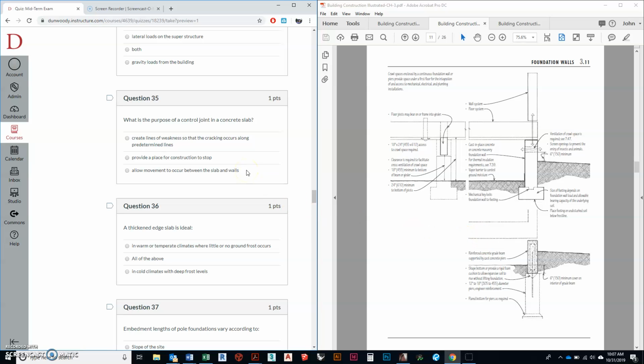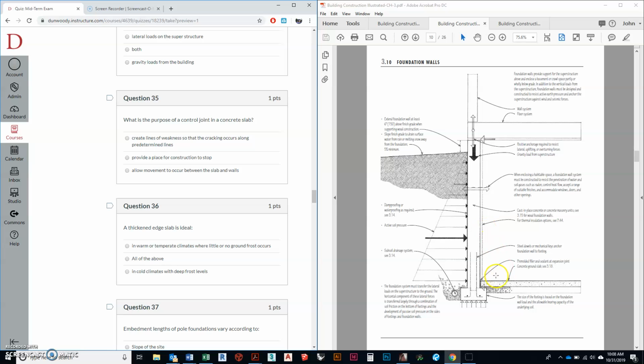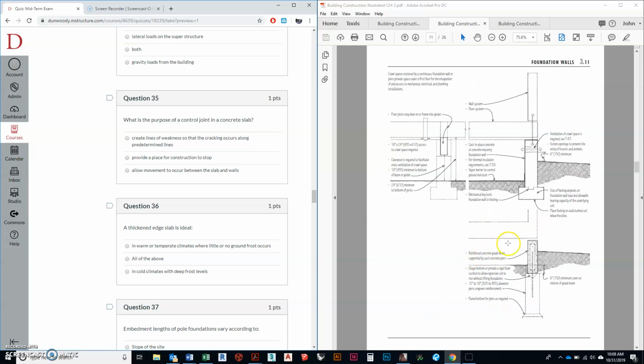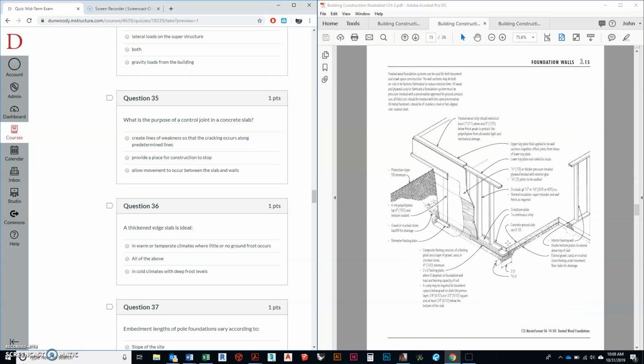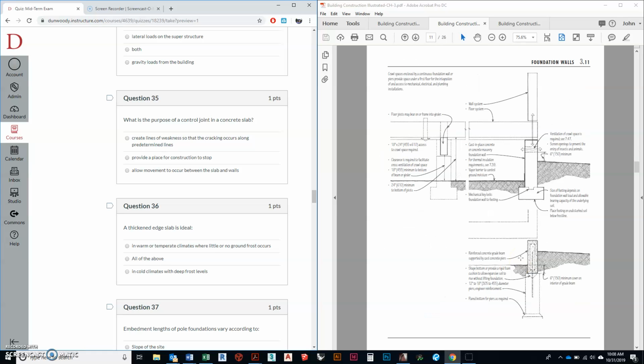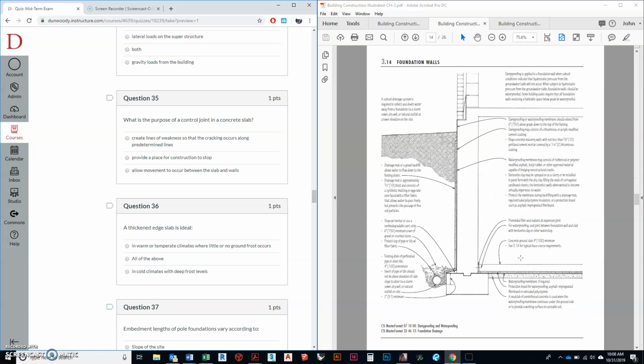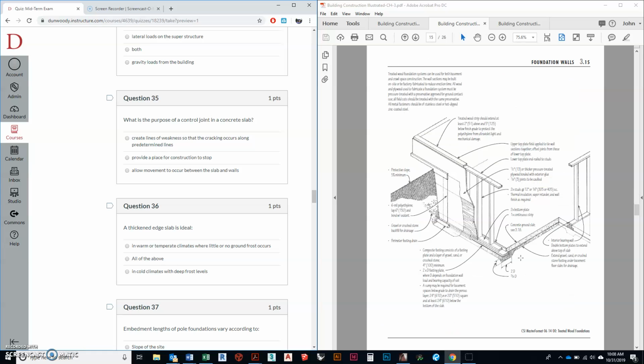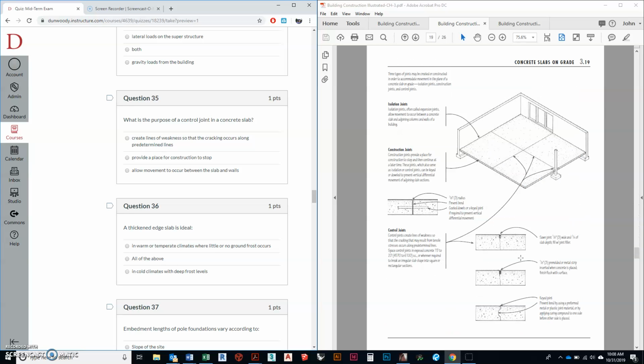Question 35. What is the purpose of a control joint in a concrete slab? So the control joint, we can get to that. Where's our control joint? Sorry, bouncing through here. We're going to bounce through a couple of these systems because they're a little less relevant to us. And we get to here, 3.1, control joints. Control joints create lines of weakness so that the cracking that may result from tensile stresses occurs along predetermined lines. So look at that and make sure you understand the difference between an isolation joint, a construction joint, and a control joint. That's a little bit of a tricky question.